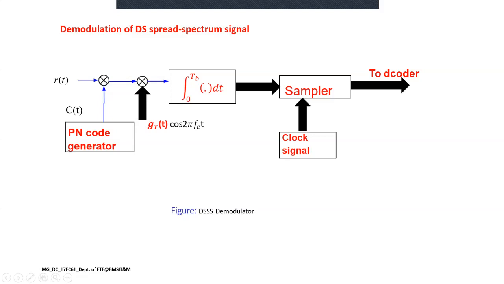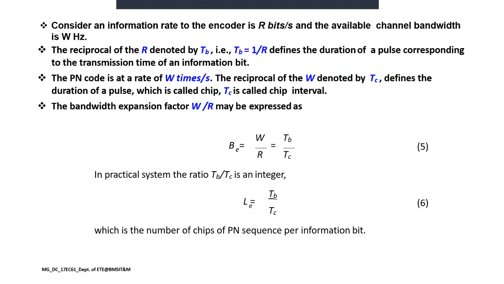Second, the product modulator and the integrator is the correlator. The first step is the despreading process. The r(t) is a spread signal that will be despread by using the same pseudo-noise code, right? So that is the first step. After despreading, it is applied to the correlator. After the correlator, it will be sampled and applied to the decoder for further processing of the signal. So this is how demodulation of direct sequence spread spectrum happens.